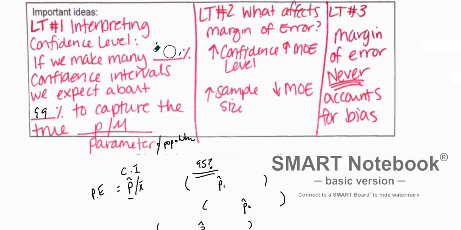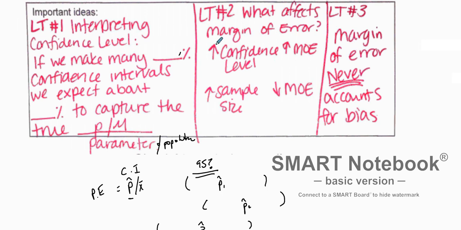All right, so with knowing what a confidence level is, which is different than a confidence interval, it is essentially making many confidence intervals and knowing that that same percentage of them will capture the true proportion or mean of the parameter or the population. So now the question is, what effects does the margin of error have? What affects margin of error?